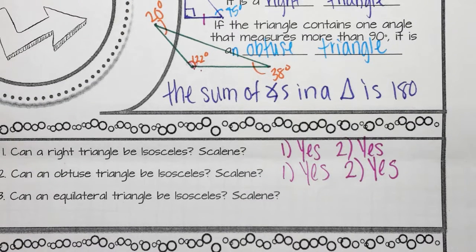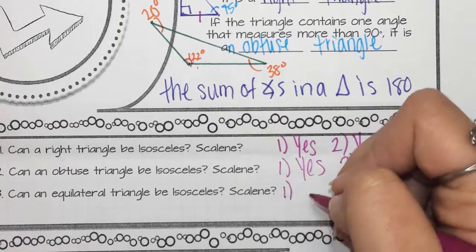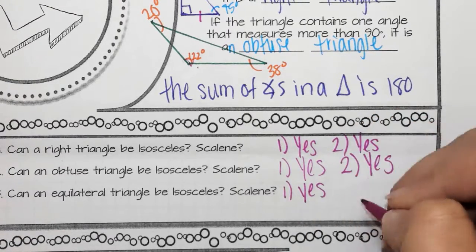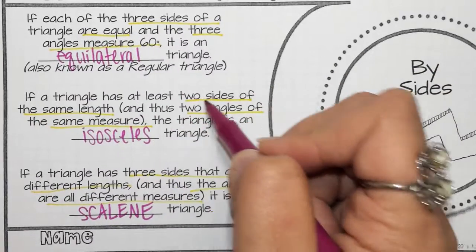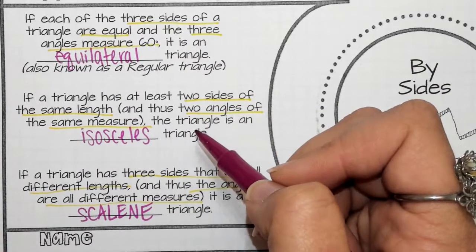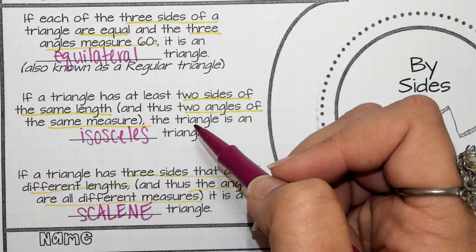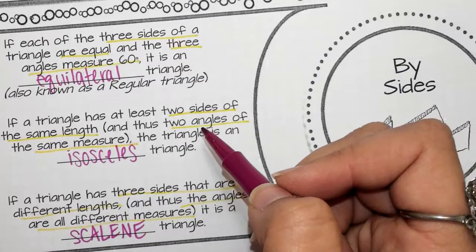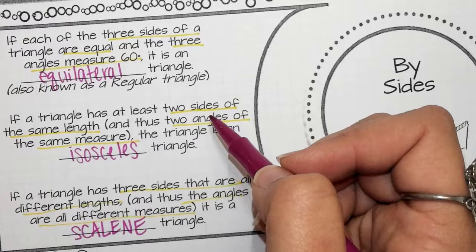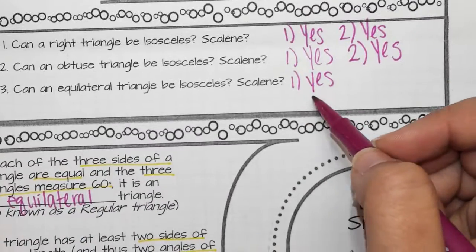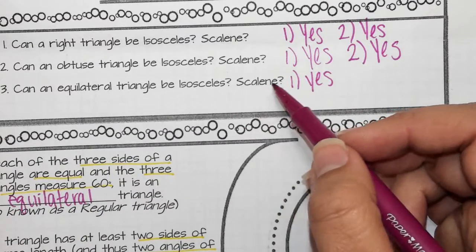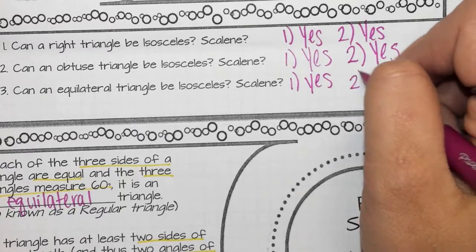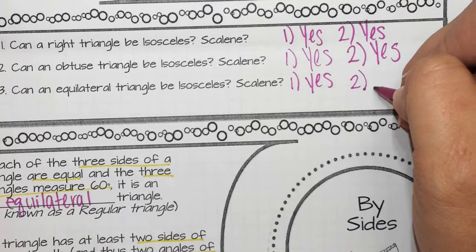Alright, can an equilateral triangle be isosceles? Baby, the definition of isosceles has at least two sides. Therefore, could it have three? Yes, it could have three. At least two means it could also have three. Could an equilateral triangle be scalene? No, because the definition of equilateral is that all sides are congruent.